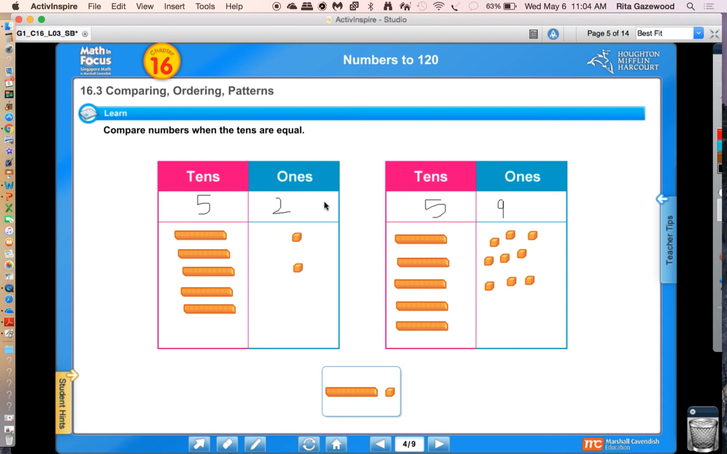So when I look at the ones, I say, well, is 2 greater or is 9 greater? And you look at it. Which one's greater? Which is a bigger group? That's right, the 9s are a bigger group. So we would say 59 is greater than 52, or we could say 52 is less than 59. So that's how we compare numbers when they have the same number of tens, or the number of tens is what we call equal.